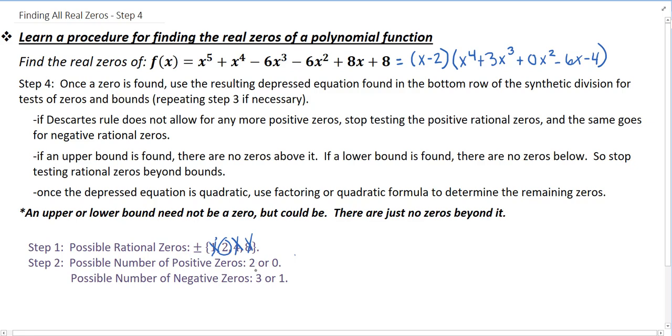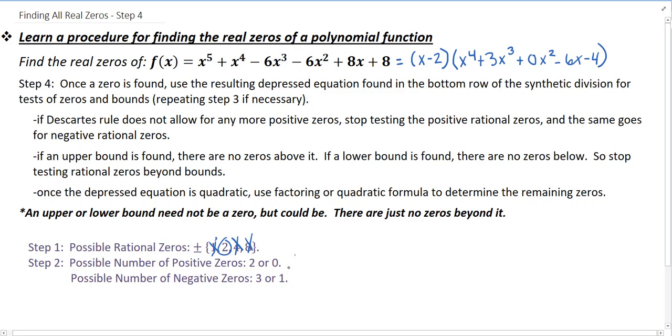But remember, from the possible number of positive zeros test, it said that we could have 2 or 0 positive zeros. Well, we only have 1 at this point. That means there has to be one more. So that's probably going to come later on in the problem. The thing is, it'll just end up being a positive 0 that isn't rational. So it's going to be irrational. So we'll see that later.